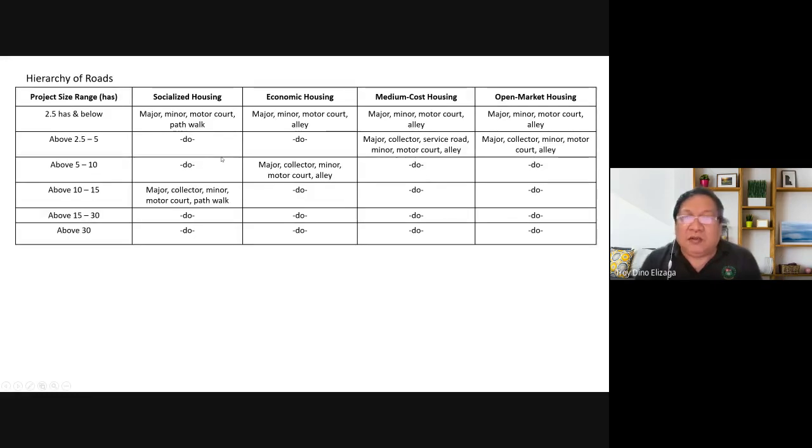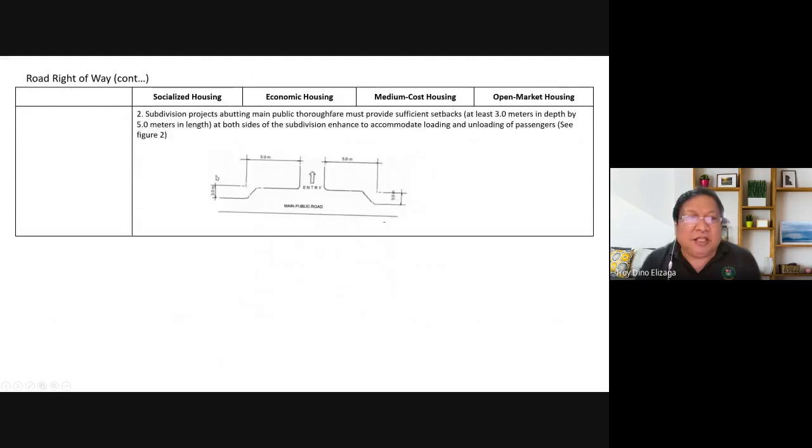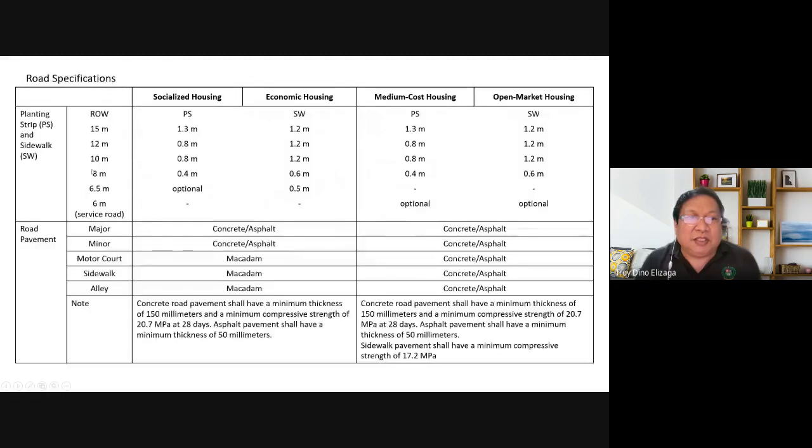Earlier we said that our major road is 10 meters and the minor road is 8 meters. So for 10 meters, we provide 0.8 meters for planting strip, which is 0.4 on each side, and 1.2 meters for sidewalk, which means 0.6 on each side. Now, I just remembered something. Please bear in mind that these are minimum, okay?